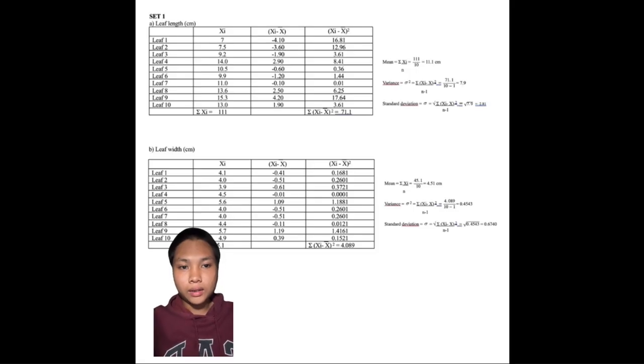Okay, the first thing is set 1, leaf length. The mean is 11.1 cm and the variance is 7.9. Standard deviation is 2.81. After that is set 1B, which is leaf width. The mean is 4.51, variance is 0.4543 and the standard deviation is 0.6740.